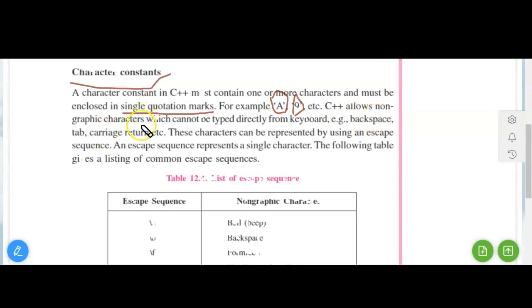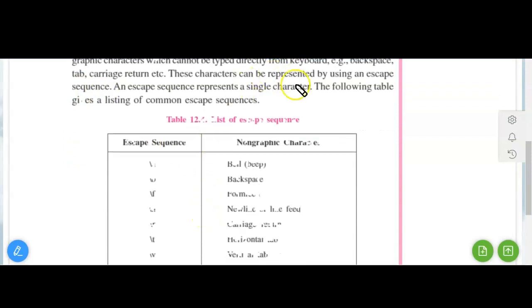Allows non-graphic characters which cannot be typed directly from the keyboard. Example: backspace, tab, carriage return. These characters can be represented by using an escape sequence. Represents a single character. You can see here.